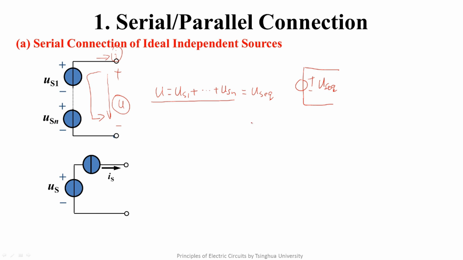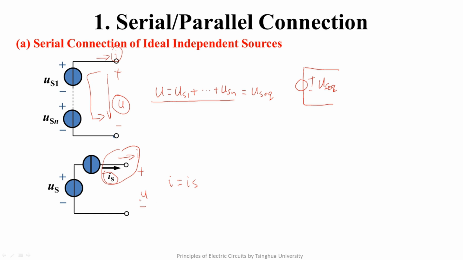The second is the serial connection of an independent voltage source and an independent current source. We adopt a similar approach by setting the reference directions of the port voltage and current as non-associated. For the voltage source, its current is determined by the external circuit, but the external circuit contains IS. Because they are in series, the current of the voltage source must be IS. For the port, we know I equals IS according to KCL.